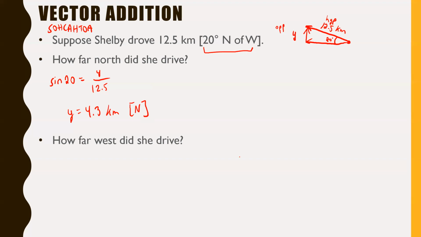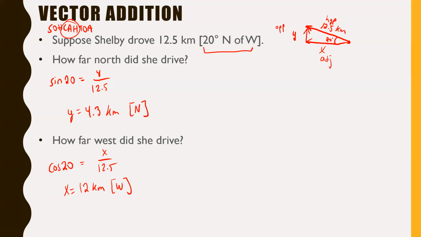Next one, how far west did she drive? Well, it's just asking what's the x direction, right? Now x in this case would be the adjacent side of this triangle. So we have adjacent and we have hypotenuse. That would be cosine. Cosine is adjacent over hypotenuse. So cosine 20 equals x over 12.5. Once again, multiply by 12.5 on both sides. 12.5 times cosine 20. Once again, to 2 sig digs, I'm getting about 12 kilometers, and that's to the west. Really, it's like 11.7, but of course, the sig digs kind of throws us here. So yeah, 12 kilometers west.